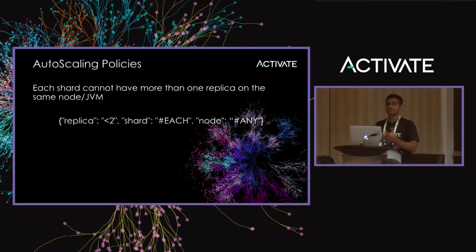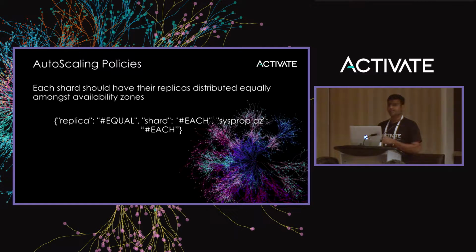So all I'm saying is, we should never have 2 replicas of the same shard on the same JVM, thereby achieving that my replicas are more spread out across the cluster. It's a simple syntax here where we say replica less than 2 for each shard on any node. So this is a rule that we can create, and then Solr will ensure that never 2 replicas will sit on the same JVM.